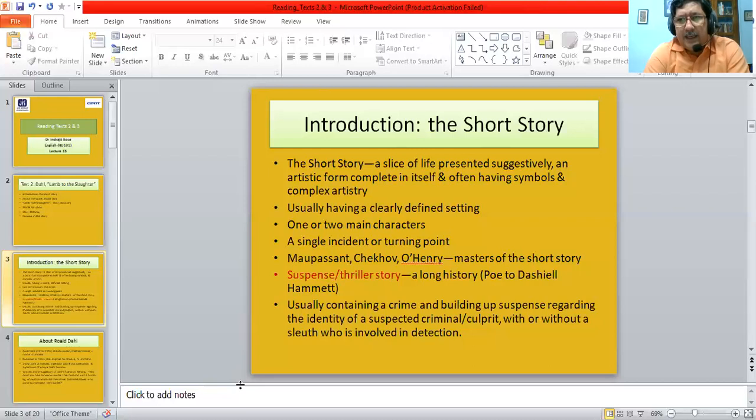So this particular story of Roald Dahl's falls within this tradition, but as we shall see, it is a very different kind of story. Let us explore further.